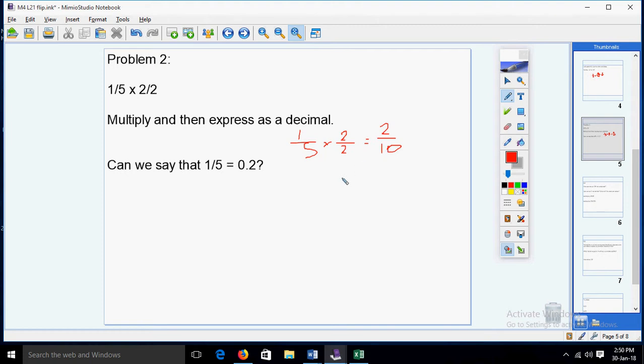All right, so 2/10 as a decimal looks like 0.2, right? Our 2 is in the tenths place. So, can we say that 1/5 is the same as 2/10? Yes, it is. All right. So we did not change the actual amount of 1/5. We just changed the units that it was in, right? Because we multiplied by 2/2.